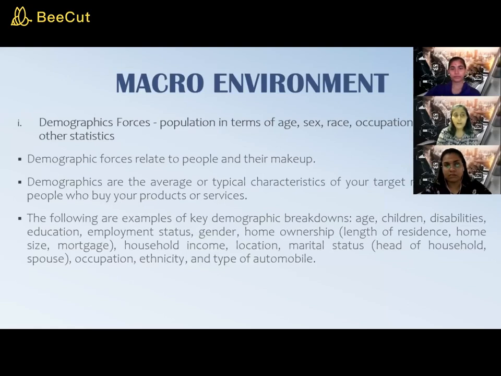The following are examples of key demographic breakdowns: age, children, disabilities, education, employment status, gender, home ownership, length of residence, home size, mortgage, household income, location, marital status, head of household, occupation, ethnicity, and type of automobile.